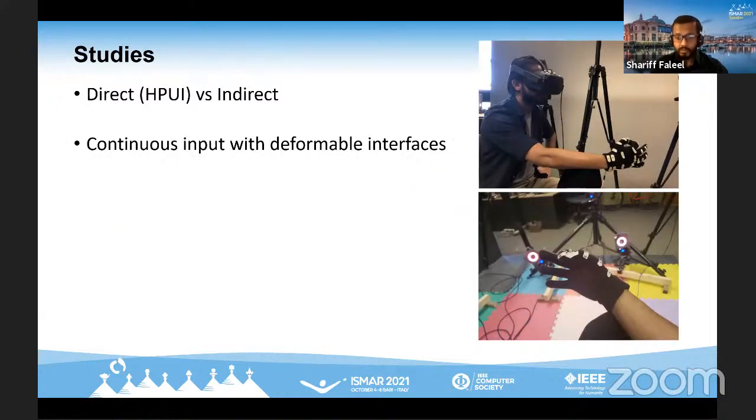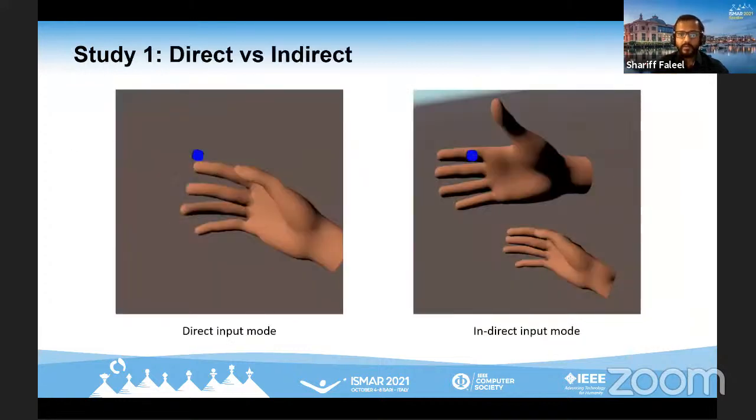Consequently, we ran 2 studies. In the first study, we compare direct input, as afforded by HPUI, to indirect input. And then we explore how someone would interact using HPUI on a continuous deformable surface. We run our studies using the YCOM platform for accurate hand tracking and the Oculus headset to display and interact with virtual elements. So in the first study, we are comparing direct with indirect.